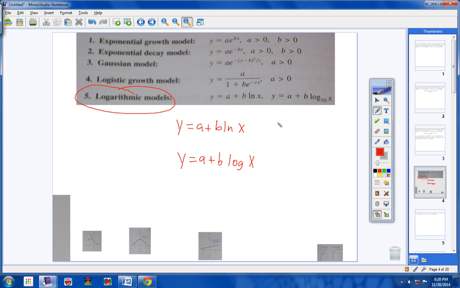An example. Well, you know an example. We've graphed a bunch of these already, and we've solved equations like this. y equals 2 plus 3 natural log of x, or y equals 2 plus 3 log of x. So there are two examples of a natural and a common logarithmic equation or function. And we know what their graphs look like already.